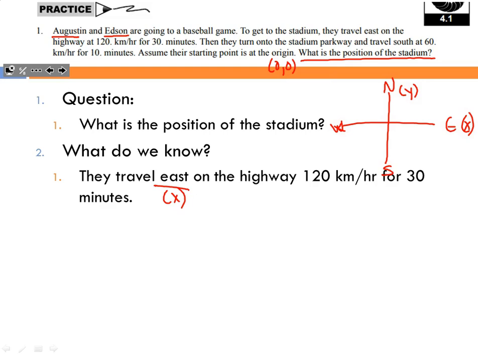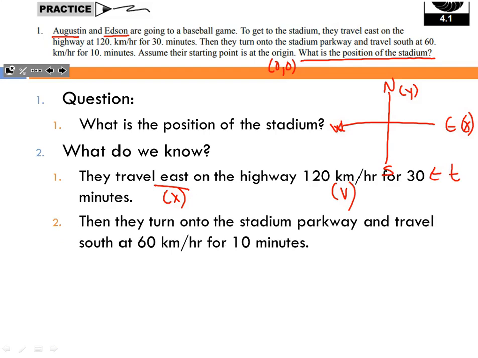On the highway, 120 kilometers per hour. If we're looking at distance divided by time, that is telling us our velocity. They went at 120 kilometers per hour for 30 minutes, and so that is our time.